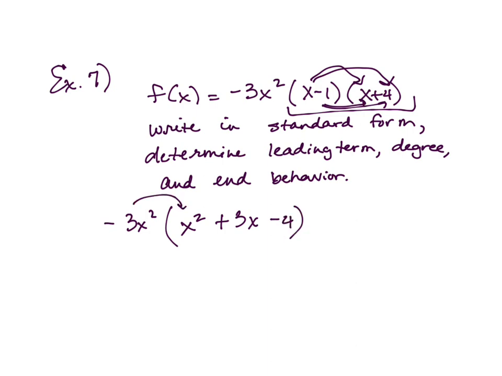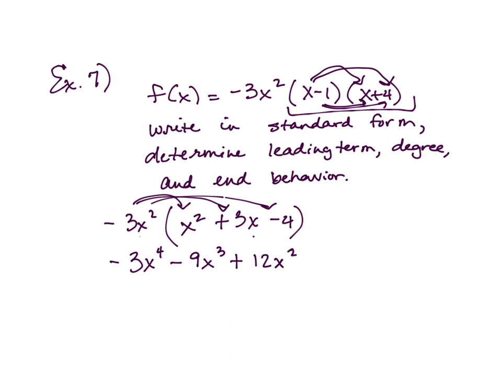Then we want to distribute this negative 3x squared through all three terms. So we have negative 3x to the 4th minus 9x. What happens when I have x squared times x? X cubed. Good. Multiply like bases, I'm adding my powers. Minus 3x squared times minus 4. Negative 3x squared times negative 4. Negative 12x squared. Plus 12x squared. It's positive. A negative times a negative.